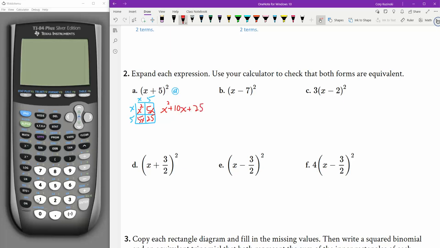Let's go to our calculator. Practically got it in here already. Let's get rid of that. Delete, delete. Let's change this to 25. And check the tables, and they are the same. Let's do it again.